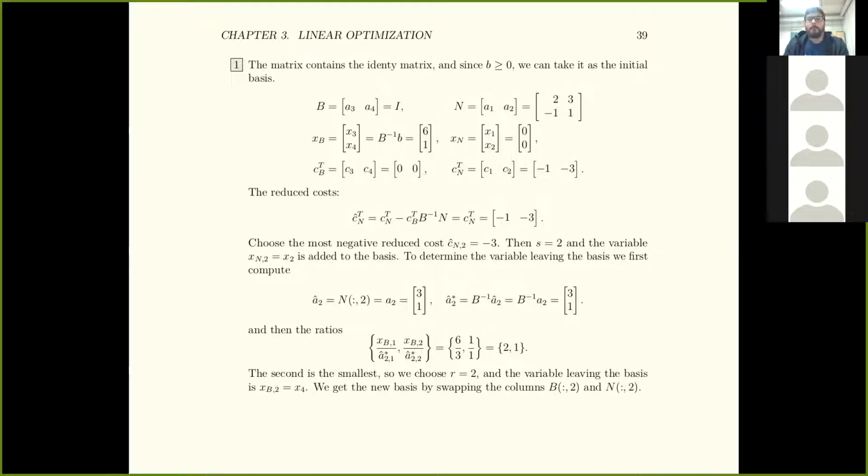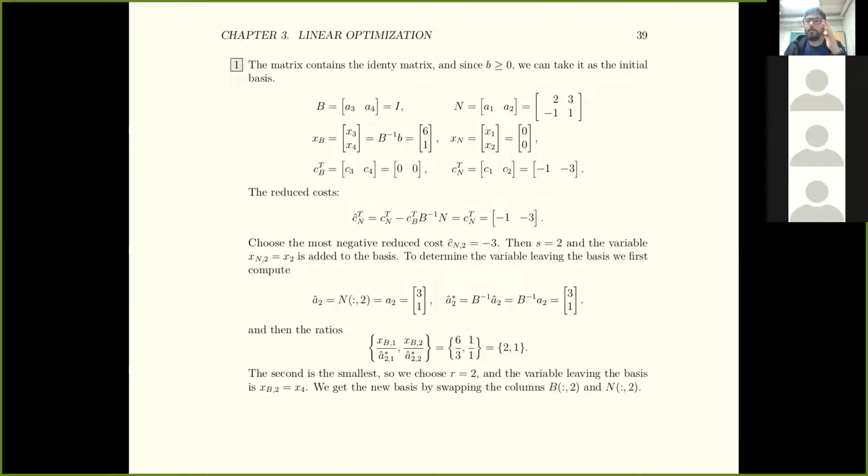So the third variable, which had value 6, will decrease by 3 units for every unit increase in variable 2, so it can take 2 units increase in S, whilst the second basic variable, which is variable 4, which had value 1, will incur a decrease of value 1 for every unit of increase in variable 2. So it's going to hit 0 after 1 unit increase of variable 2. So we choose the second one, meaning the one with the smallest ratio, because that's the one that's going to be 0 first. So it's going to be 0 when we increase this variable 2 by 1 unit.